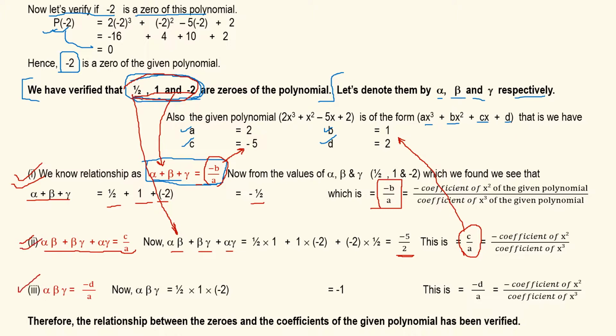The third relationship is alpha multiplied by beta multiplied by gamma is equal to minus d by a. Now let's use the values that we just verified for alpha, beta and gamma, and we notice that alpha beta gamma is equal to minus 1, which indeed is equal to minus d by a. Hence we have verified relationship number 3 also. So in summary, the relationship between zeros and the coefficients of the given polynomial has been verified.